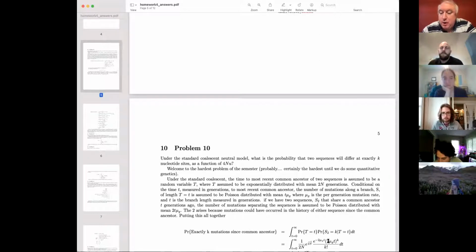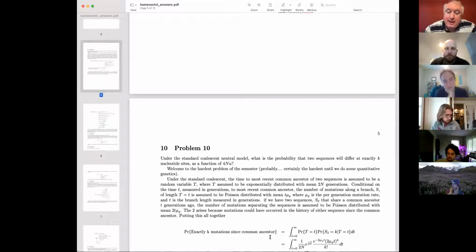It is a Poisson with mean, the mutation rate times the time to the common ancestor times 2, because I have t generations back to the common ancestor and t generations down again. So I expect the number of differences to be Poisson distributed with mean equal to the mutation rate times the time since they had a common ancestor times 2. So this is a Poisson with mean 2 mu t, which means that's the form e to the minus mean times mean to the k over k factorial.